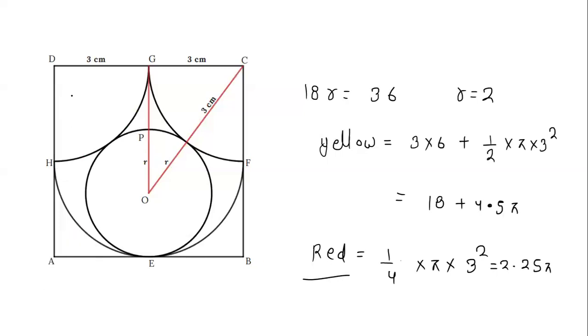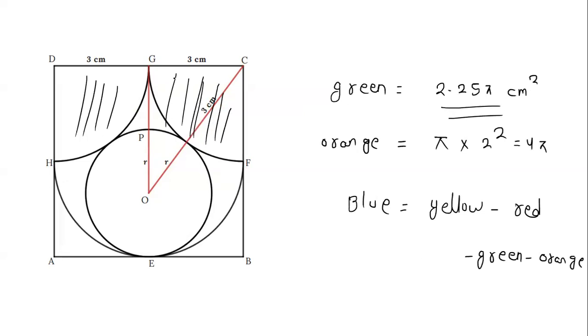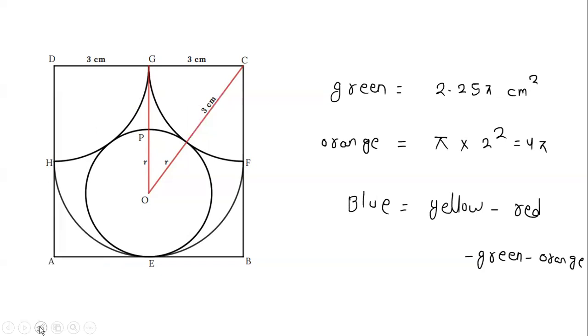Now we can calculate the red area. The red area is 1 by 4 times the circle area. So it is 1 by 4 times pi times the quarter circle radius square. The quarter circle radius is 3, so it is 3 square. So it comes to 2.25 times pi. Similarly, this green area is the same as the red area, which is also 2.25 times pi, because the radius of both quarter circles is the same. And now the remaining thing is the orange area. We know the radius of this orange circle is 2, so the area is pi times 2 square, which is 4 times pi.